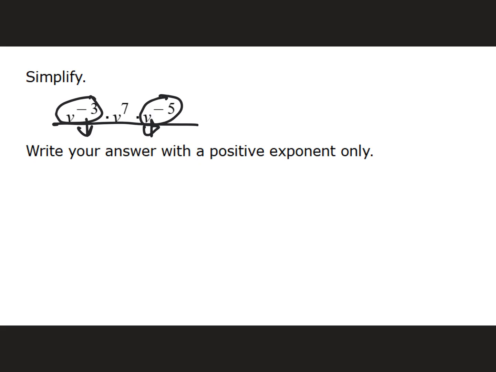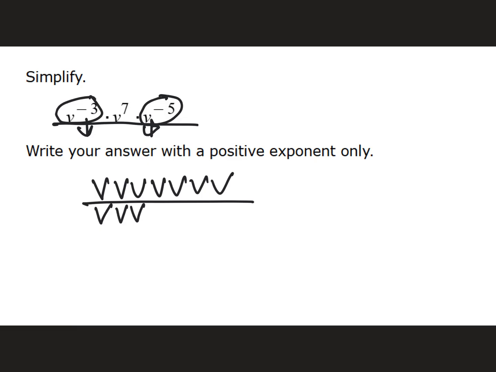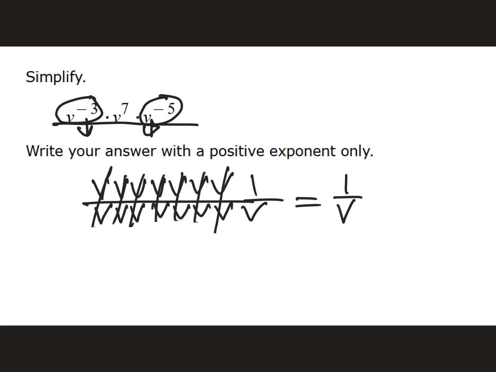So on the top is v to the 7. That's all that's left over. So 1, 2, 3, 4, 5, 6, 7. And then there's 3 from the first guy that's going down. And 5 from the last guy there. So 1, 2, 3, 4, 5. Alrighty, then I'm going to cancel. And I have 1 left on the bottom. So remember, I'm going to put a 1 right there. And my answer is 1 over v.